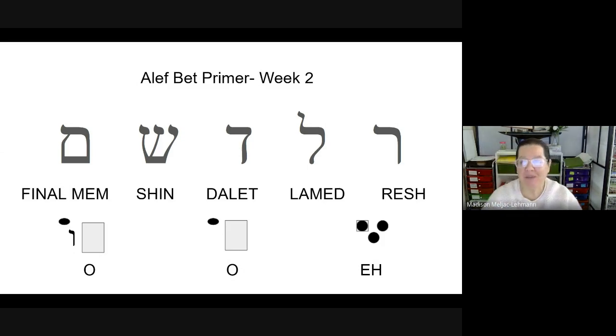So here we go. I'm going to go over this briefly, and then I will go into depth if anybody has any questions. So today is Alef-Bet Primer Week 2. We're learning the letters today: Resh, Lamed, Dalet, Shin, and final Mem. We're also looking at some vowel groups. We have the Ba, the E. We have an O group. It's called Olam and Olam Vav. And we will talk about that later. So again, we have 5 more letters and we have 2 more vowel groups.